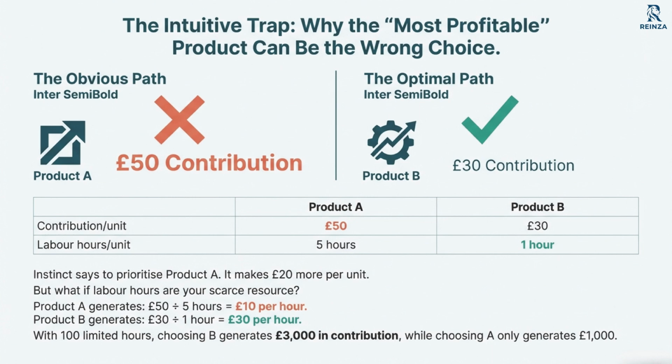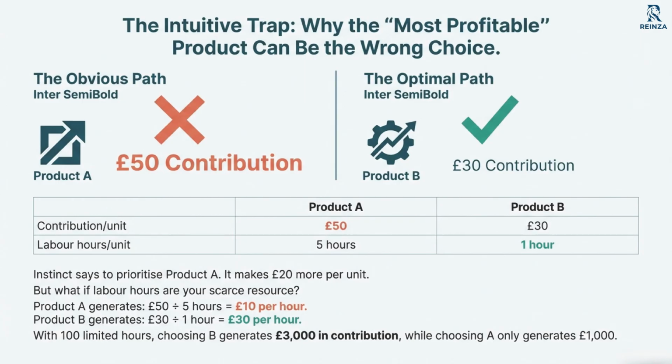This is the intuitive trap. When resources are unlimited, yes, focus on the highest contribution per unit. But when resources are scarce, you must focus on getting the most contribution from each unit of that scarce resource.